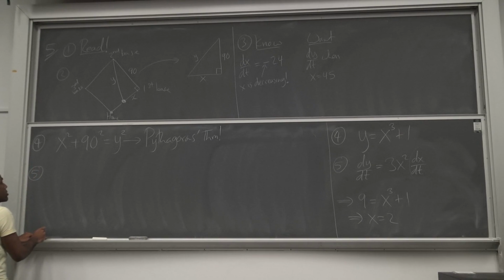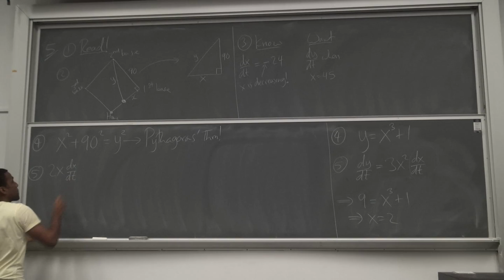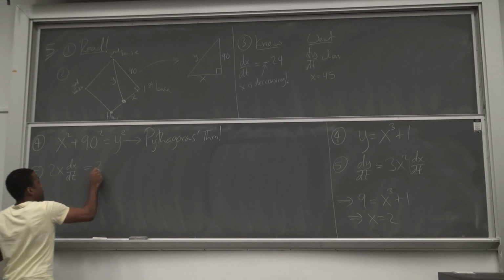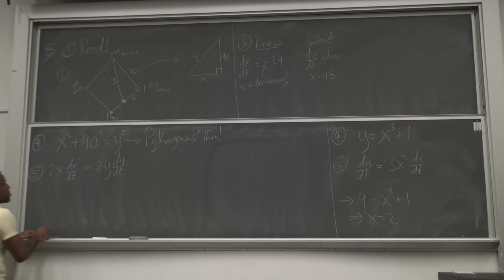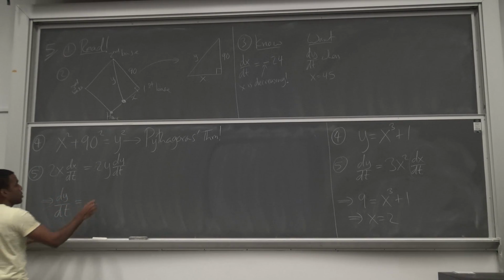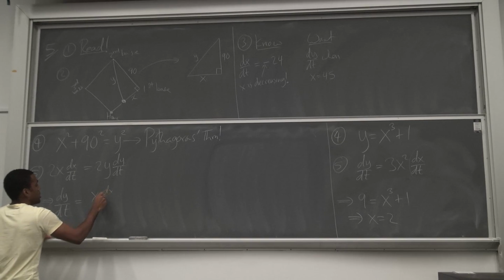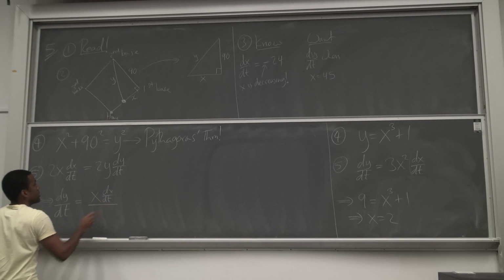Differentiate. What do we get? Equals 2. Okay, so I can divide both sides by 2. And I actually want to find dy/dt, so I can solve for dy/dt. That is going to be x times dx/dt divided by y.